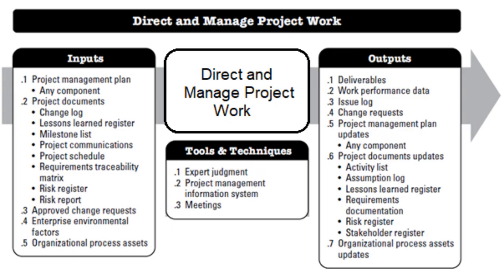The project manager, in collaboration with the project team, oversees the execution of planned activities, ensuring deliverables are produced on schedule. This involves managing interfaces across various functions and implementing approved changes, such as corrective actions, preventive measures, or defect repairs. As an integration process, direct and manage project work brings together outputs from other execution processes to ensure alignment with the project goals. During execution, work performance data is collected to monitor progress and assess the status of deliverables.